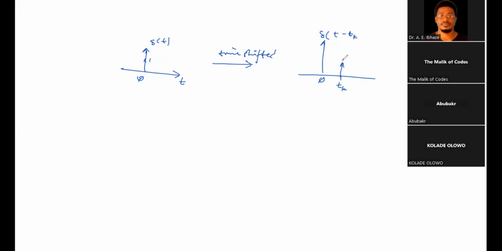Given this unit impulse, this is 1, this is the Dirac delta, and this is 0, this is t. If it's time shifted, so this is my axis here, it's time shifted, t minus t sub k, so it's shifted to some time t sub k. So we are going to have this impulse at this point. This is 1 at t.